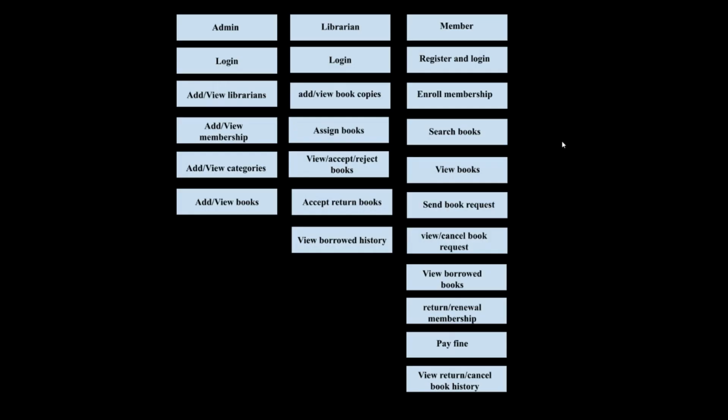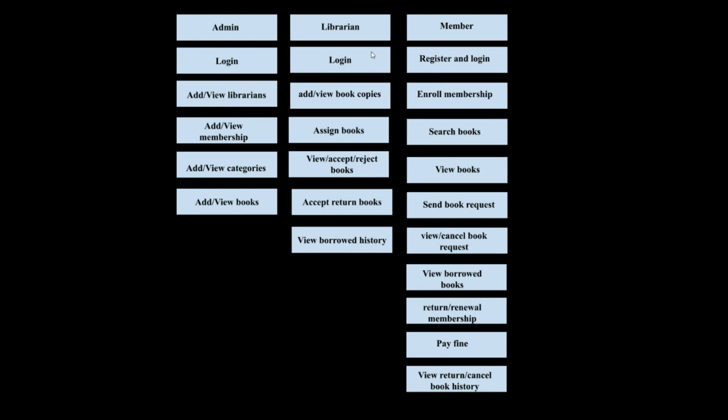I just want to show you the flowchart, which gives you a clear understanding. So this is the flowchart where the admin will log in with the existing email and password. After login, the admin adds librarians, membership, categories and books. The added librarians, memberships, categories and books can be viewed by the admin.